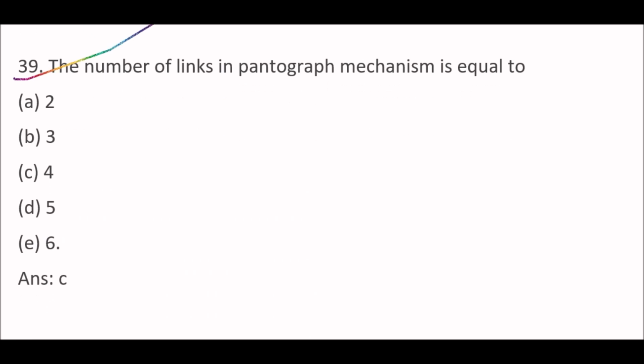Next question. The number of links in pantograph mechanism is equal to option A 2, option B 3, option C 4, option D 5, and option E 6. Right answer is option C 4. The number of links in pantograph mechanism is equal to 4.